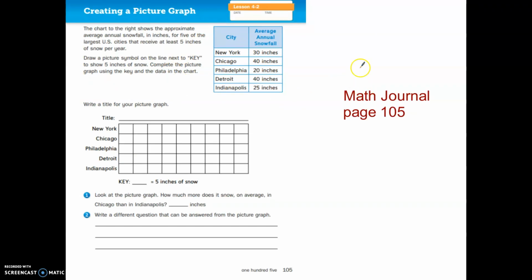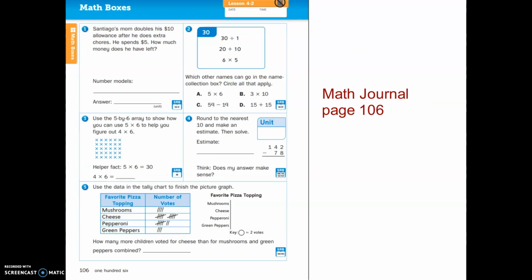Here's a picture graph for you to complete. You need a key. You need a symbol, remember. So with a picture graph, you need a symbol, and it's going to equal 5 inches of snow. So I'm thinking maybe you could use something like this as your symbol. Kind of looks like a snowflake. And then you have your math boxes to do.